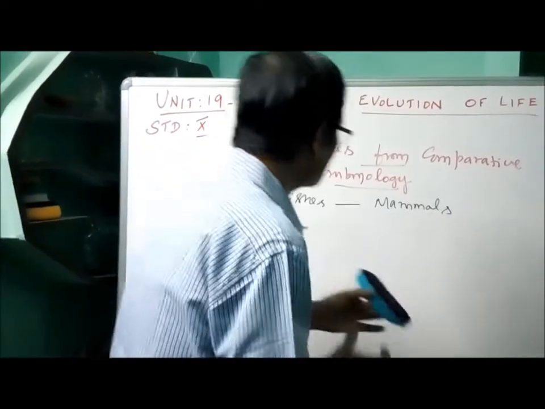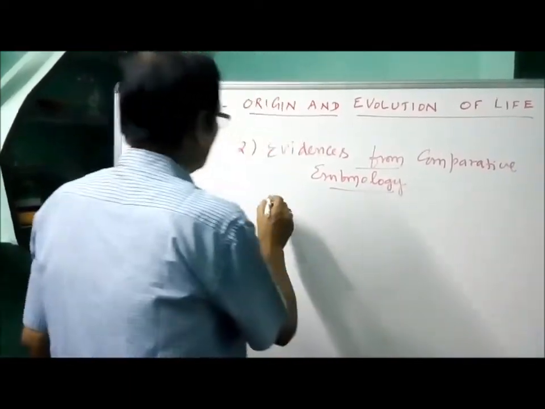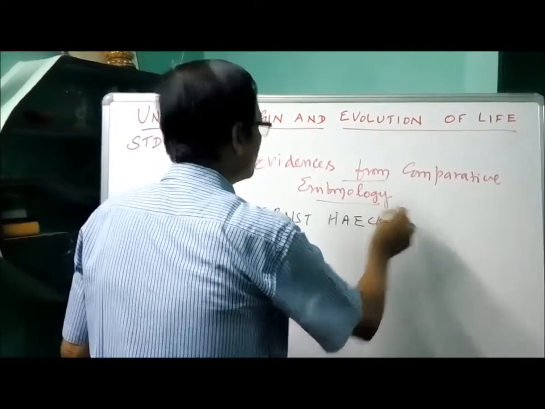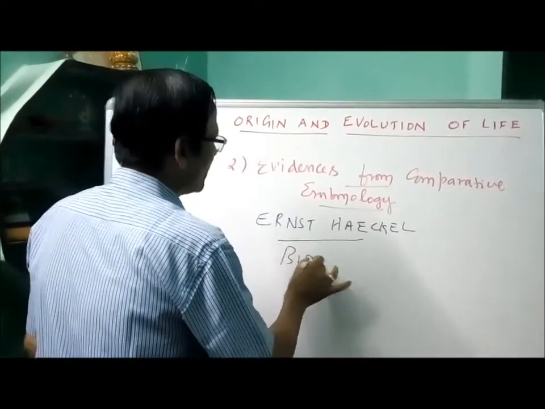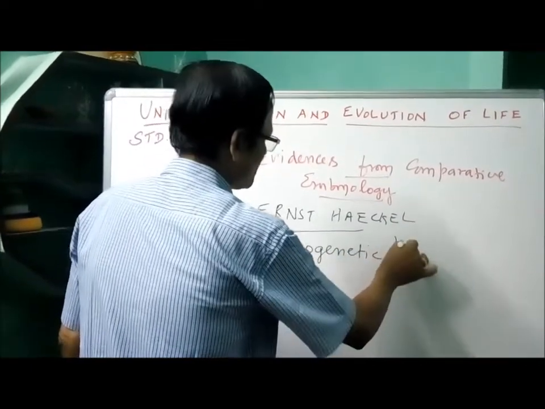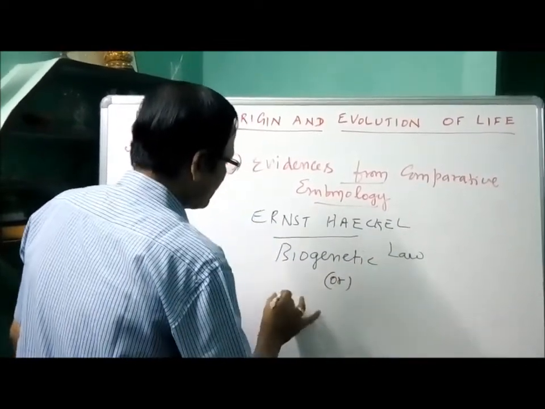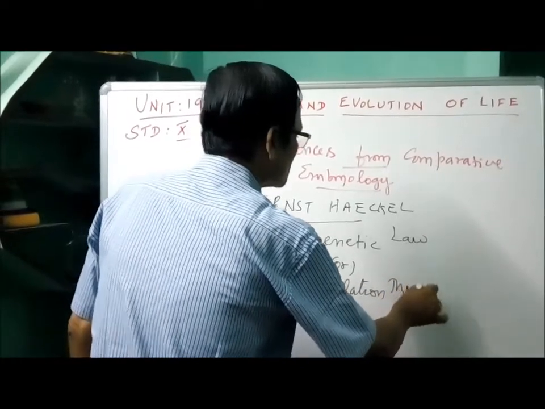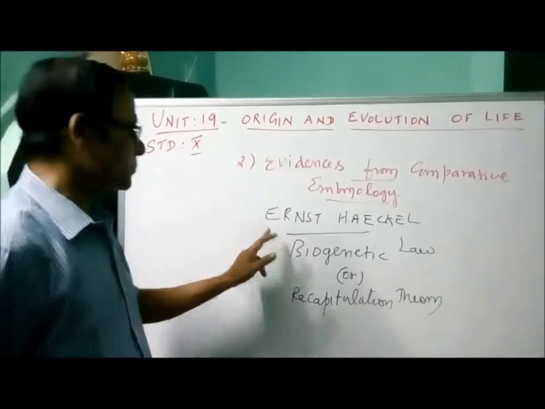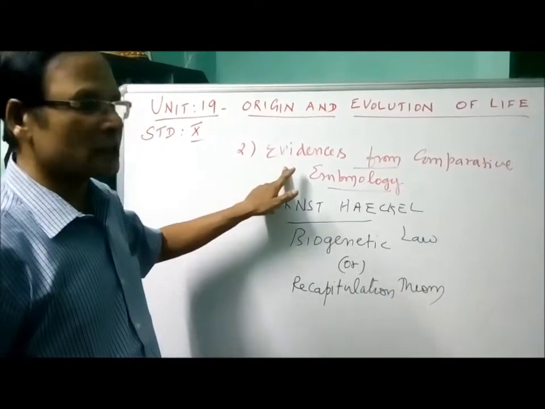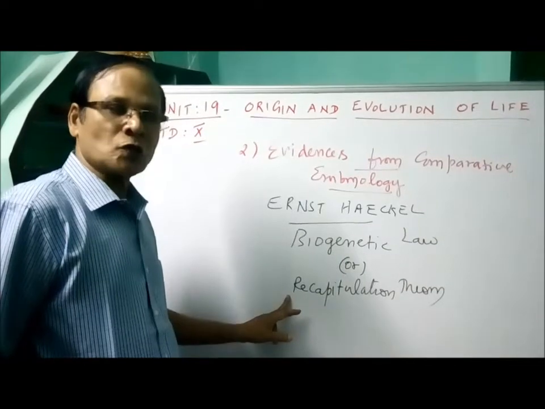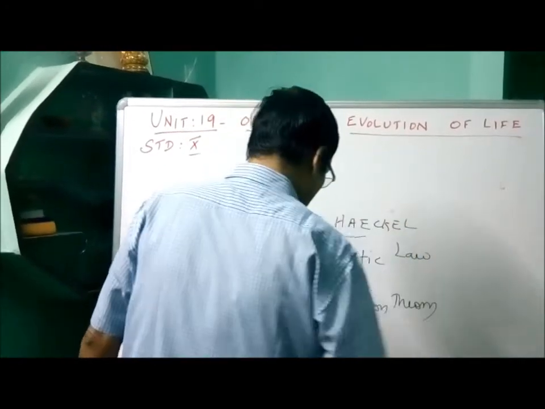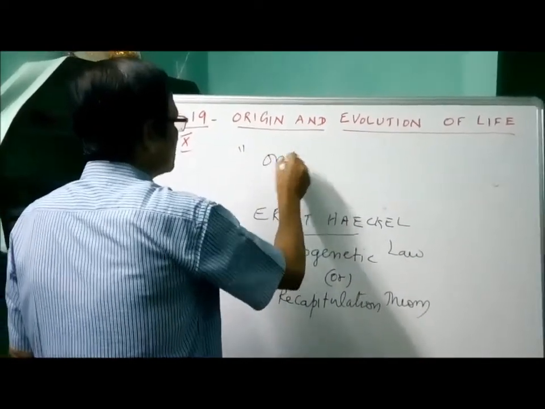A person by name Ernst Haeckel proposed a law. The name of the law is called biogenetic law, or recapitulation theory. Ernst Haeckel proposed the biogenetic law in relation to evidences from comparative embryology. Now, what is the law? Ontogeny recapitulates phylogeny. This is the law.